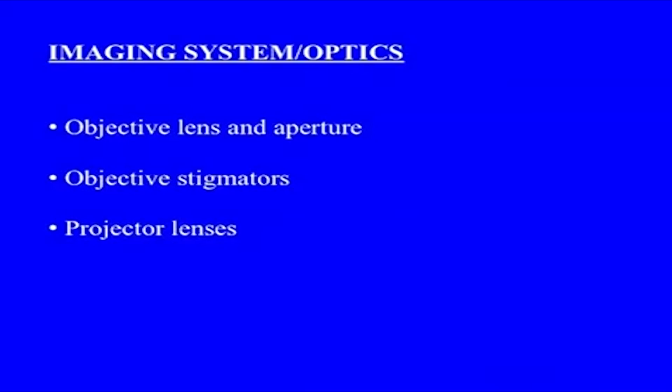After the specimen stage comes the imaging system or optics, which will form the final image. This consists of the objective lens, aperture, objective stigmators and projector lenses. Like in light microscopy, the beams will pass through the specimen and will be focused by the objective lens. The objective lens will magnify the image up to 100x.